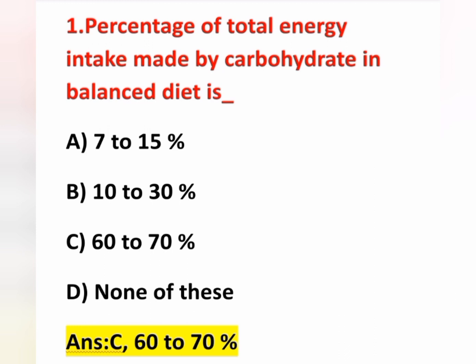Okay, in our balanced diet carbohydrate provides 60 to 70 percentage of total energy, and the fat gives 10 to 30 percentage of total energy, and protein gives 7 to 15 percentage of our total energy intake. Okay, here correct answer is option C, 60 to 70 percentage.